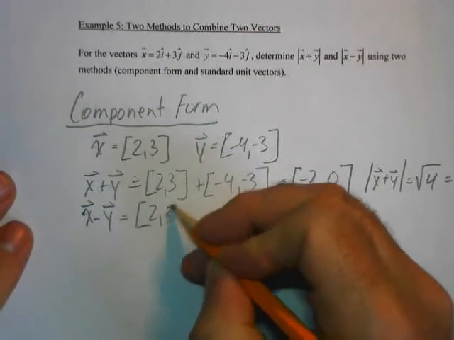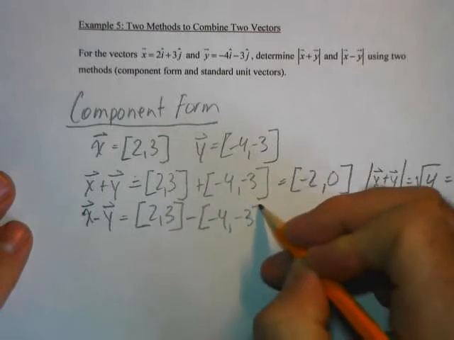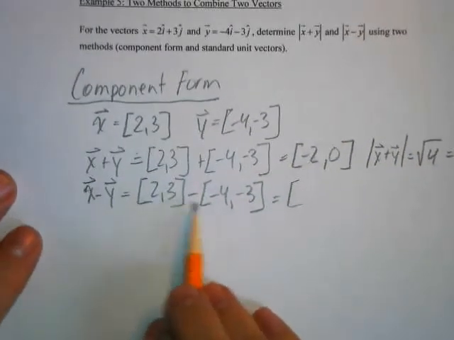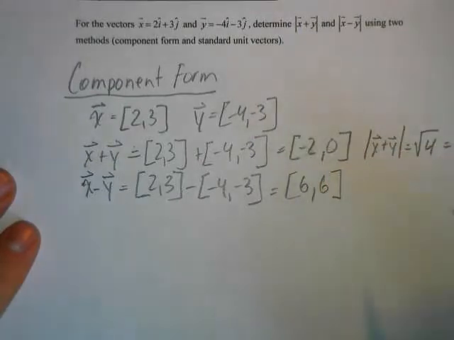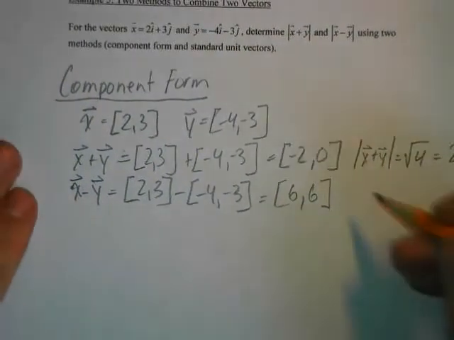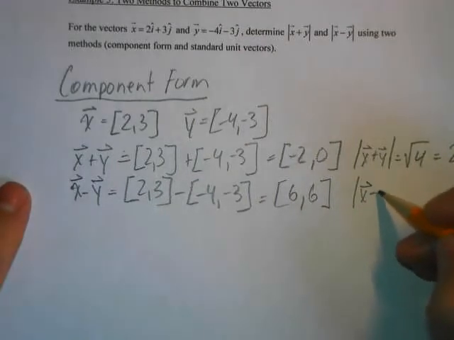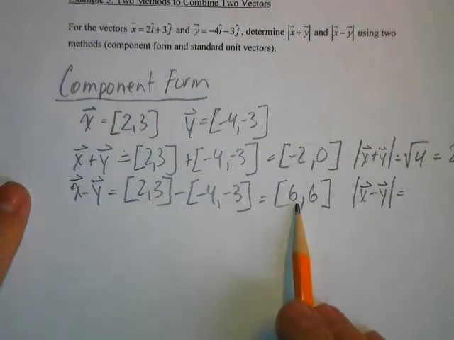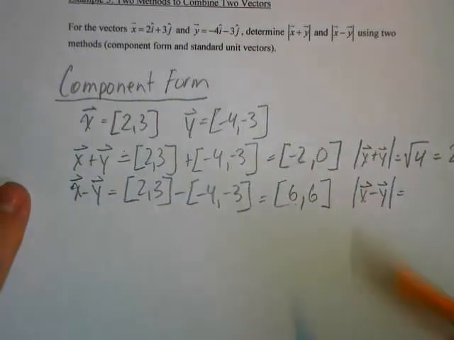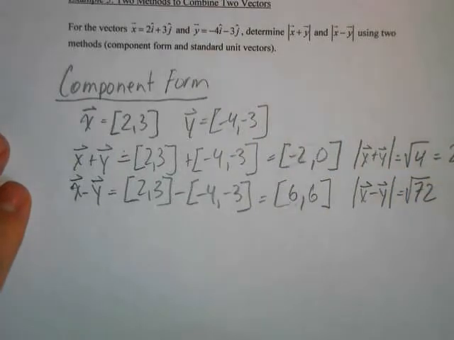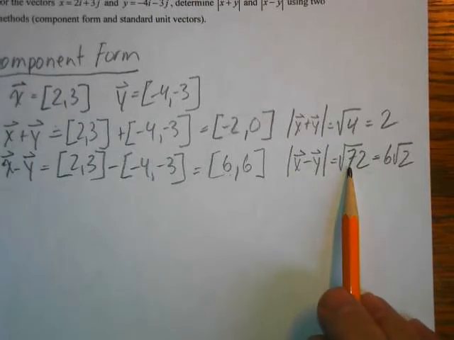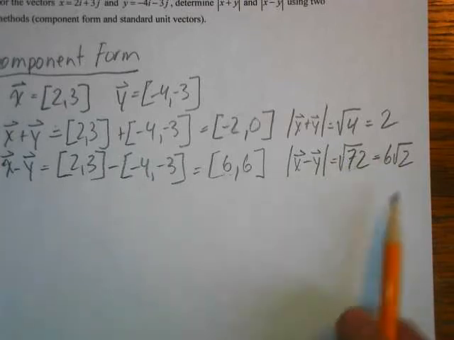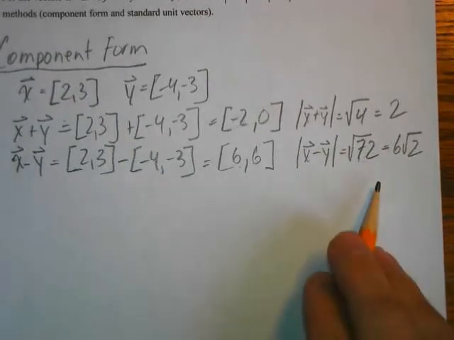So this time we're subtracting. Okay, so 2 minus -4 is 2 plus 4. 3 minus -3 is 3 plus 3. So 6, 6 is our component result. And if I want to do the magnitude of that vector, again, it's going to be square root of 6 squared plus 6 squared, 36 plus 36. So square root of 72. And I can reduce that to 6 root 2, simplified. The way that's done is I can change root 72 to root 36 times root 2. Root 36 is just 6. Okay, so that's how we do it with components.